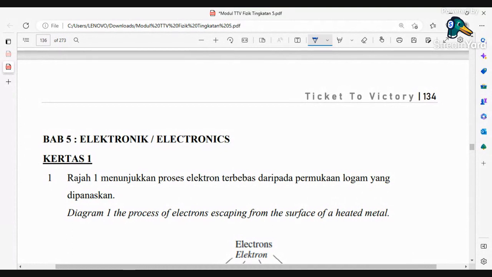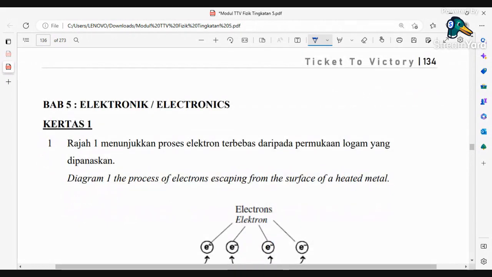Hi everyone, we continue revision on chapter 5, electronics. Okay, let's look at paper 1, objective questions.